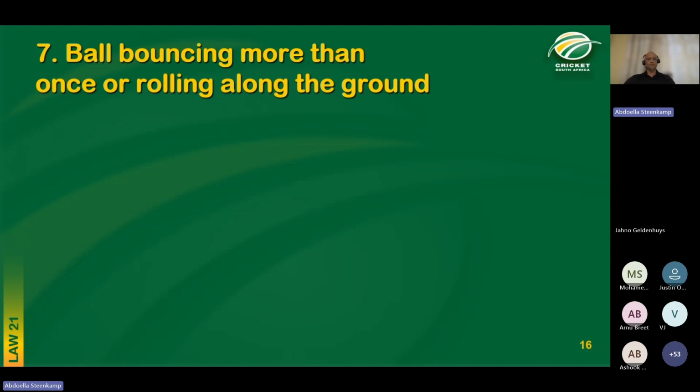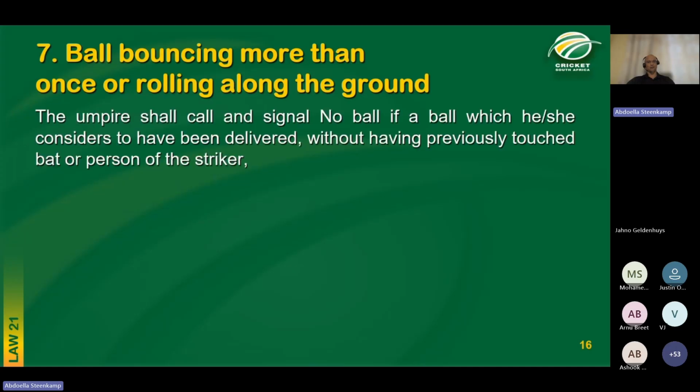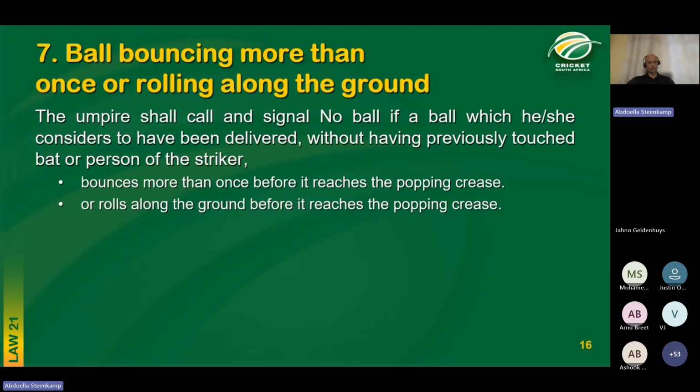What happens if a ball bounces more than once, or a ball that was delivered rolls along the ground? How do we deal with it? Either umpire needs to call and signal no ball if a ball bounces more than once before it gets to the popping crease, or a ball that was delivered rolls along the ground before reaching the popping crease.